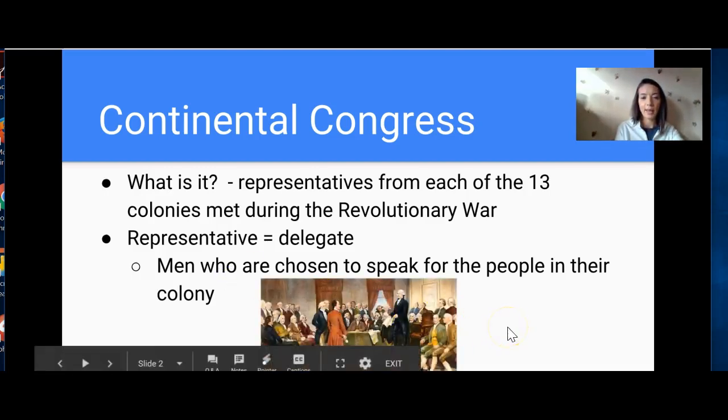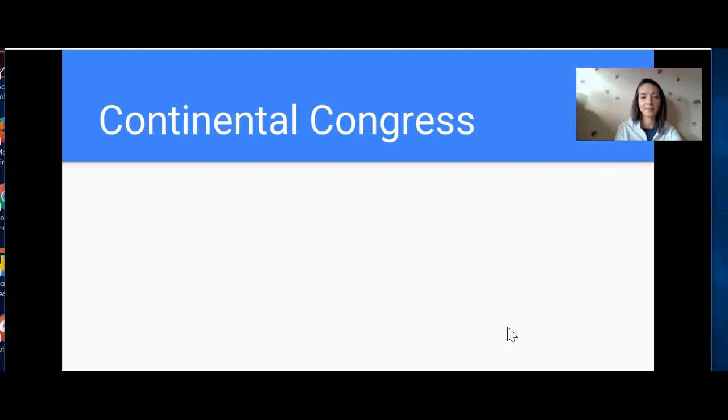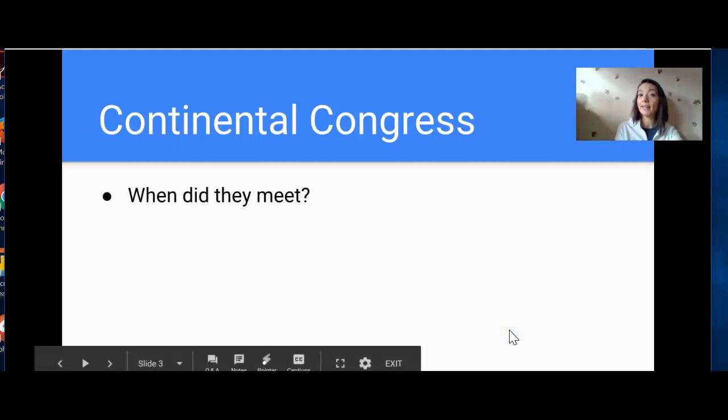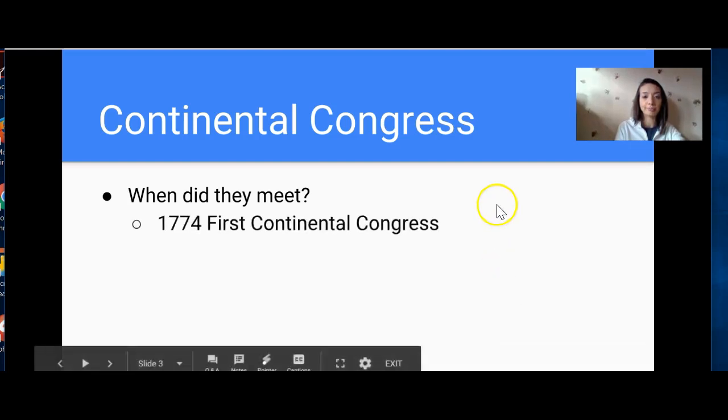Okay, so there's a picture of one of the first; there's actually 2 Continental Congresses. So there's a first Continental Congress and there is a second Continental Congress. And this is just a picture of the first one. Okay, moving on. When did they meet? So we want to make sure that we are putting all of the events, the battles, the people, and what they did kind of in order. So we have a comprehensive, that means like an entire view or understanding of the American Revolution.